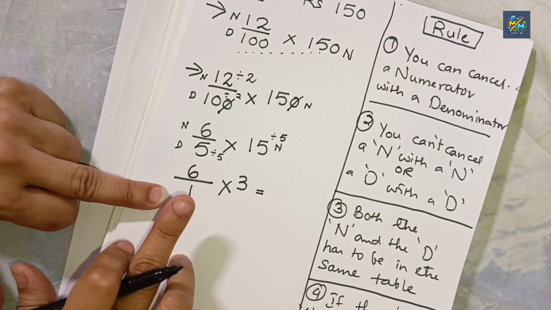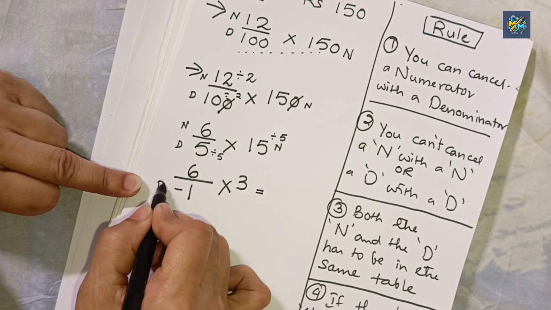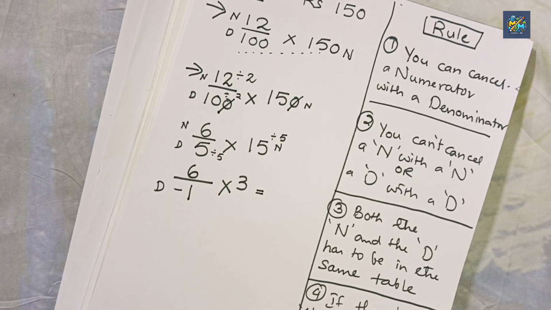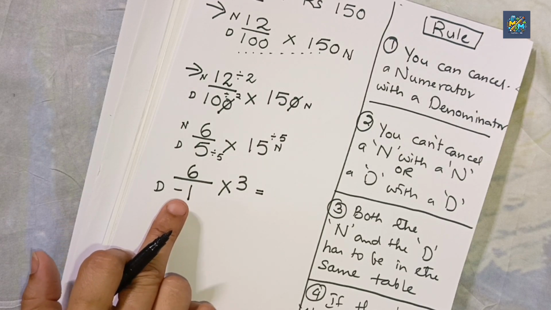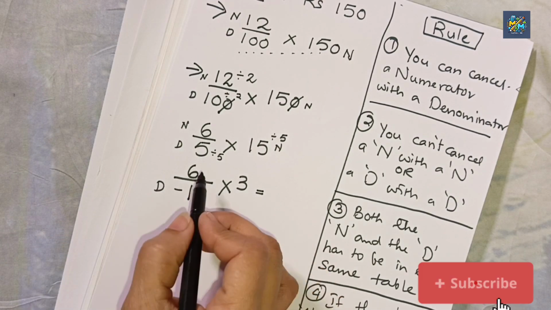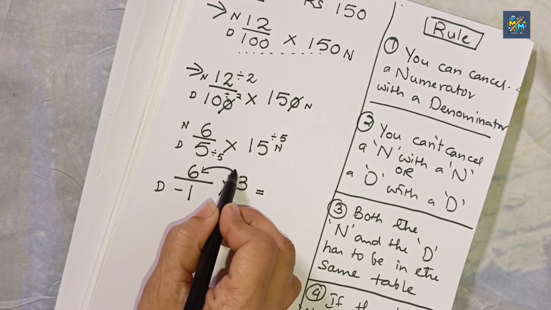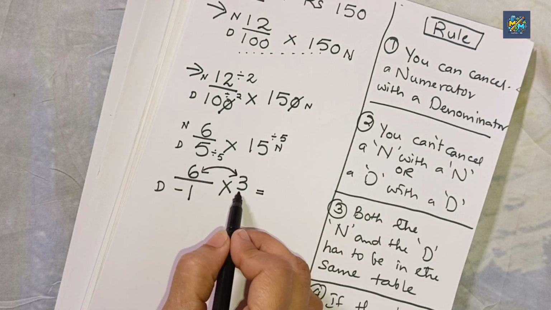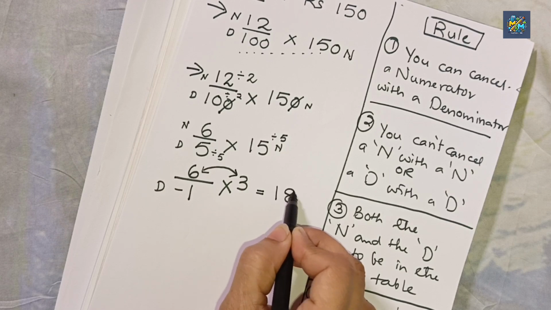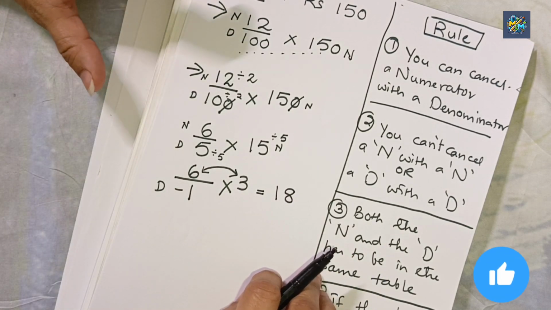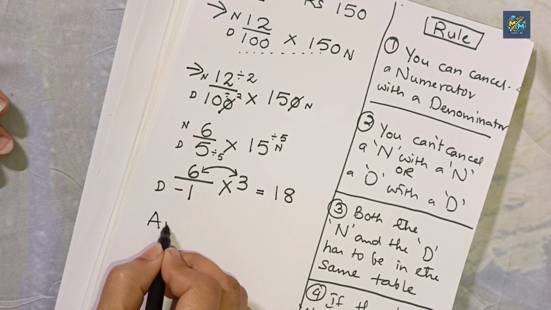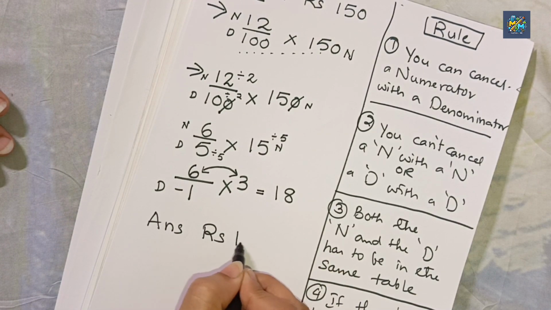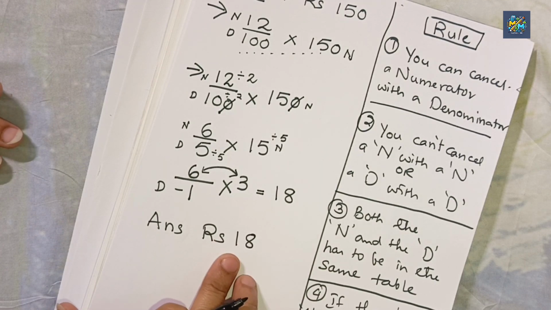Now here comes 1 in the place of the denominator. As per rule number 4, if there is a 1 in the denominator, do not consider it. That means we are not going to write it. So I'm just going to focus on these two numbers. 6 times 3 equals 18. So what was my question? 12% of rupees 150. So the answer is rupees 18. So 18 is the answer.